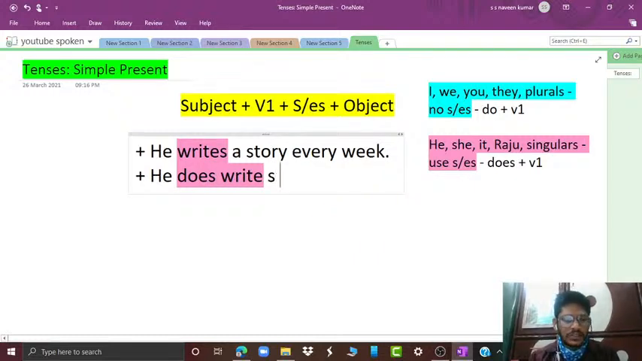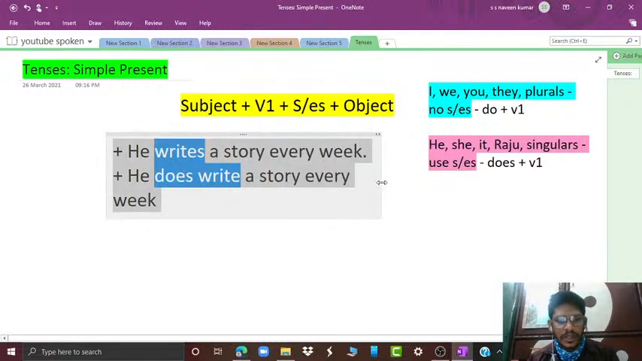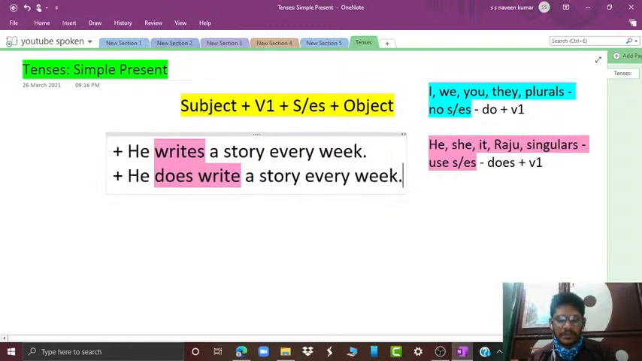He does write a story every week. This is how we write positive, two positive sentences. Now the question is, which positive sentence is apt?